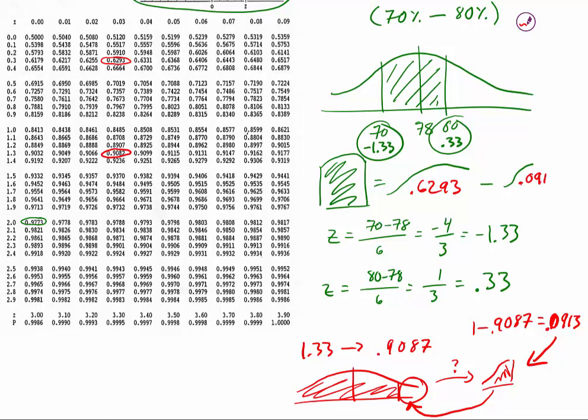Plug it in up here. Now all we have to do is a little bit of subtraction. 0.6293 minus 0.0913, and we get 0.538. Okay. You can always ask yourself, does that answer make sense? And in this context, about half the students got a C. Well, if we treat grades as a bell curve, that makes some sense. Okay, so that's a possible answer.